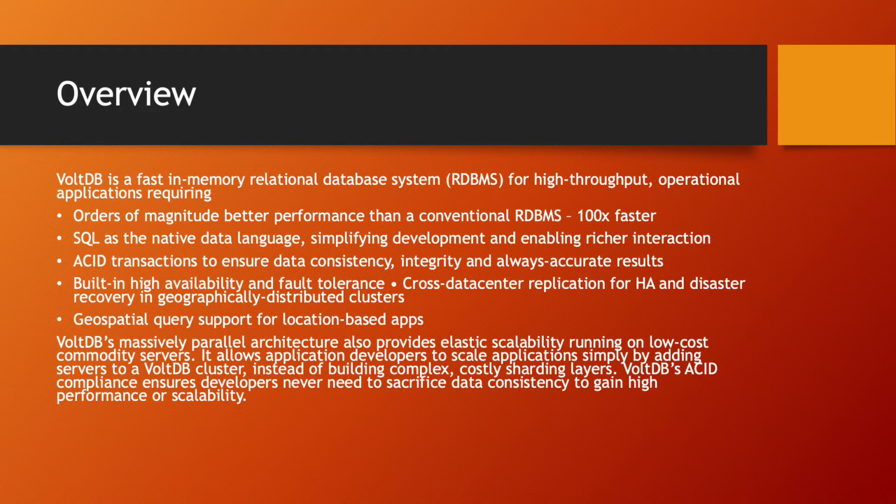Built-in high availability and fault tolerance, and then cross data center replication for high availability and disaster recovery in geographically distributed clusters. Geospatial query support for location-based apps. VoltDB's massively parallel architecture also provides elastic scalability running on low-cost commodity servers. It allows application developers to scale applications simply by adding servers to a VoltDB cluster instead of building complex, costly sharding layers. VoltDB's ACID compliance ensures developers never need to sacrifice data consistency to gain high performance or scalability.